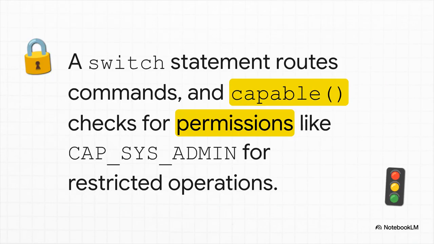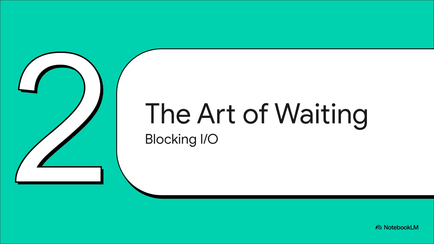So what does this look like in your actual driver code? Honestly, it's usually just a big switch statement. It looks at the command number it received and then just jumps to the right block of code. And, this is critical, for any command that could be dangerous or affect the whole system, you must do a permissions check using the capable function to make sure the user actually has the right privileges, like CAP_SYS_ADMIN, before you do anything.